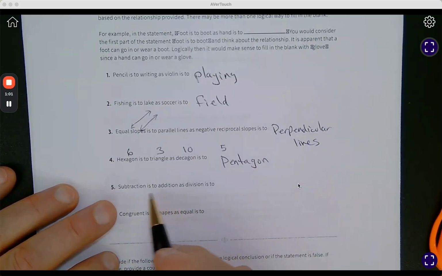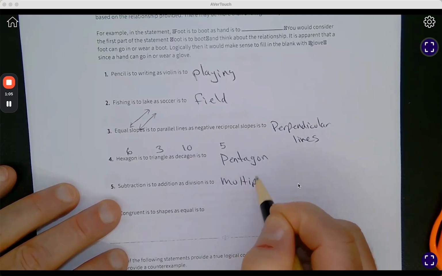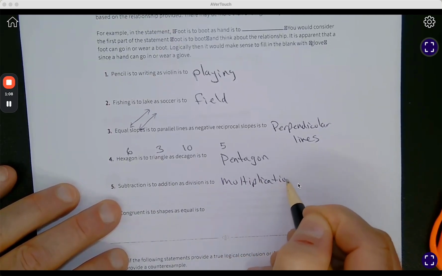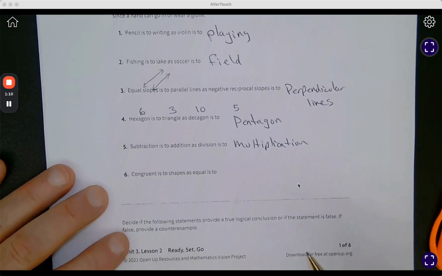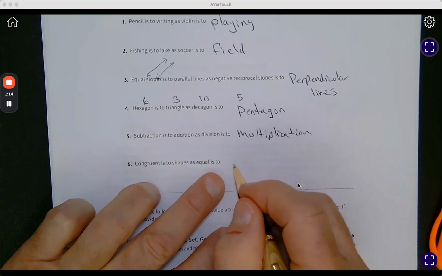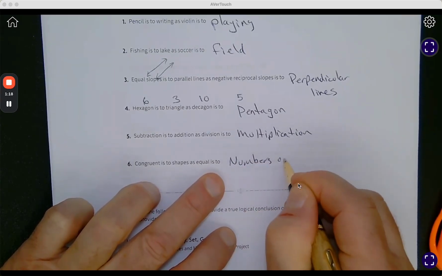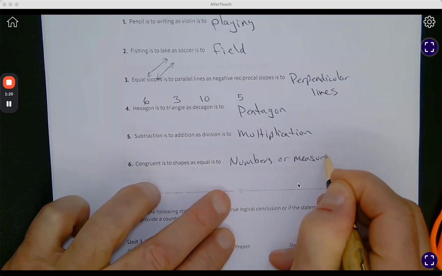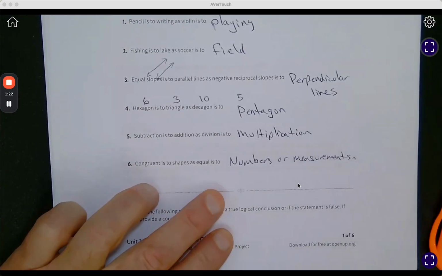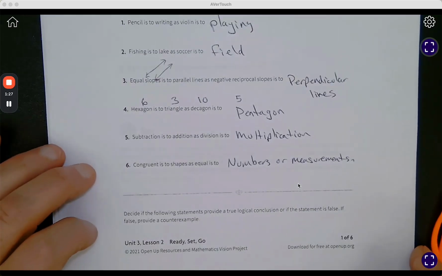Subtraction is to addition. They're inverse operations, as division is to multiplication. Congruent is to shapes as equal is to numbers, right? Or measurements. Boom. All right, that wasn't bad. 1 through 6 done just like that.